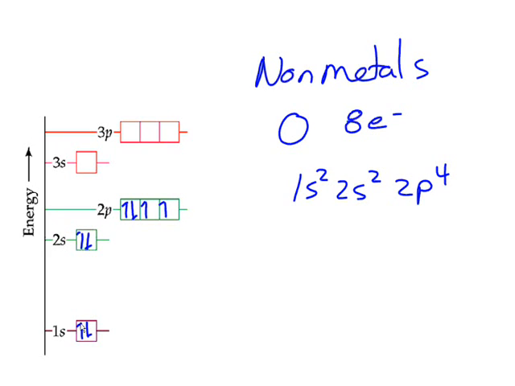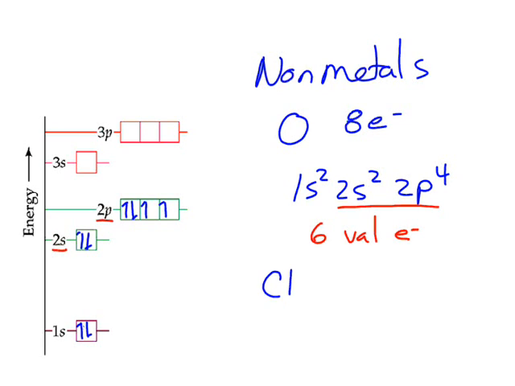The highest principal energy level is the second level, so that would include the 2s as well as the 2p. Looking over here, these are my valence electrons, my outermost electrons. So I would say that there are 6 valence electrons for an oxygen atom. So let's try chlorine.